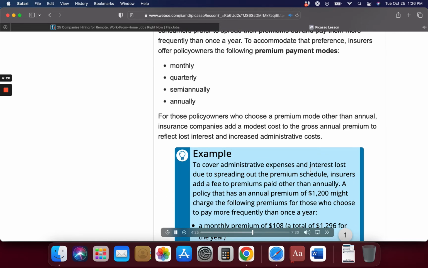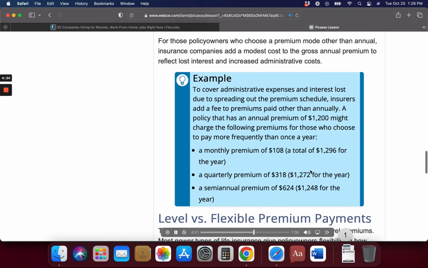Monthly, quarterly, semi-annually, annually. For those policy owners who choose a premium mode other than annual, insurance companies add a modest cost to the gross annual premium to reflect lost interest and increased administrative costs. Example: to cover administrative expenses and interest lost due to spreading out the premium schedule, insurers add a fee to premiums paid other than annually.